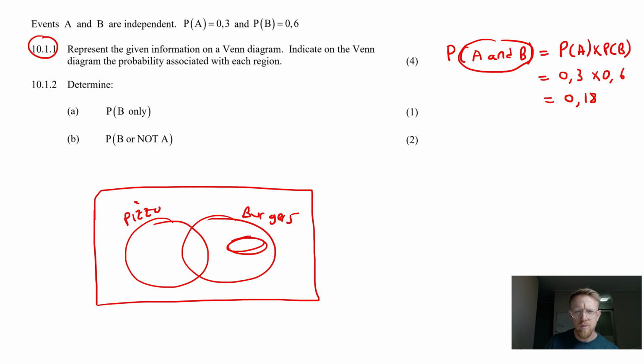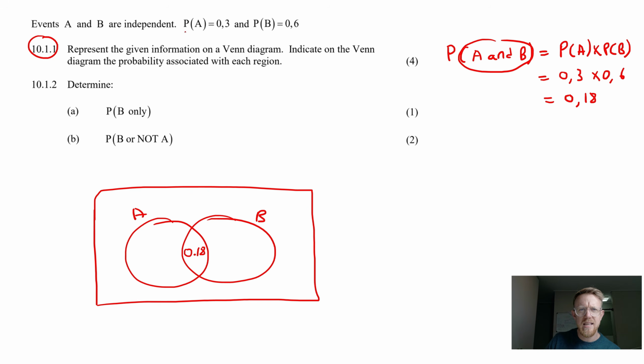So these people over here in this area, they only like burgers. These people, they only like pizza. But these people, they are the people that like pizza and burgers. So the "and" is the middle, okay? So we can put 0.18 over there. And then let's just go back to A and B.